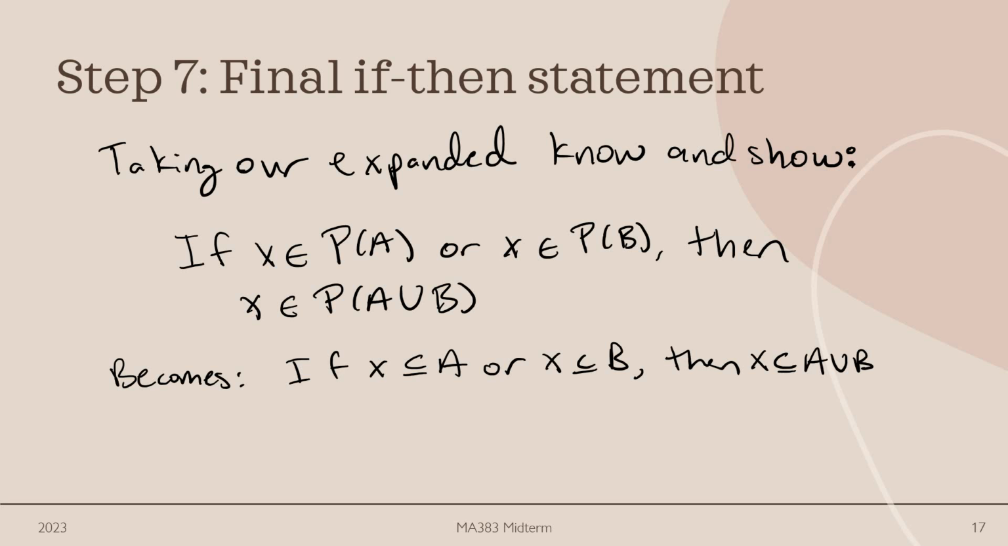Now, taking these expanded knows and shows, we go from X element of the power set of A or X element of the power set of B, then X element of the power set of A union B. And then that becomes, if X is a subset of A or X is a subset of B, then X is a subset of A union B. Alright, now this statement seems a lot easier to tackle, right? We go from using power sets, which is something we haven't necessarily worked with as much, to just working with sets and unions and subsets. So this seems a lot more wieldy, and we are able to get a better grasp of what exactly we're trying to prove.